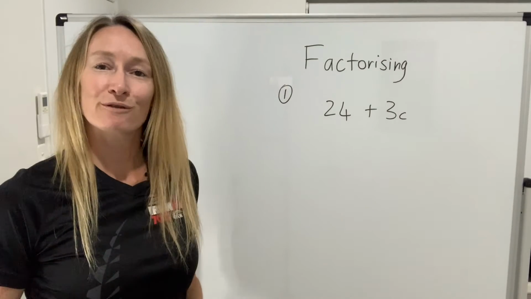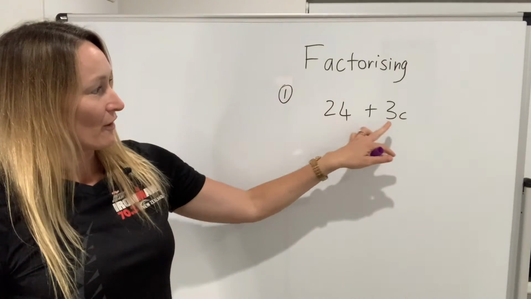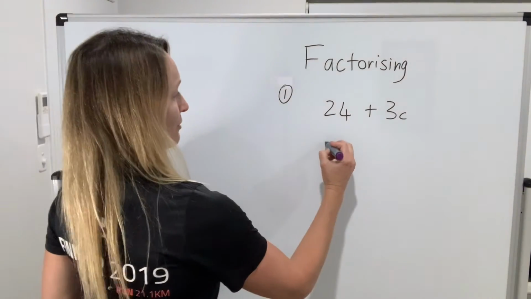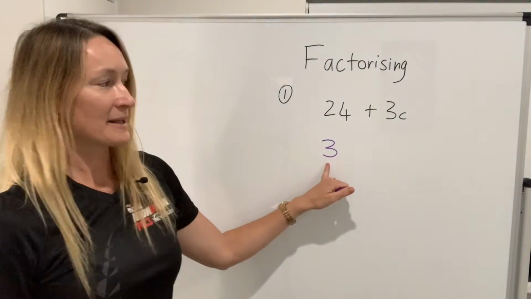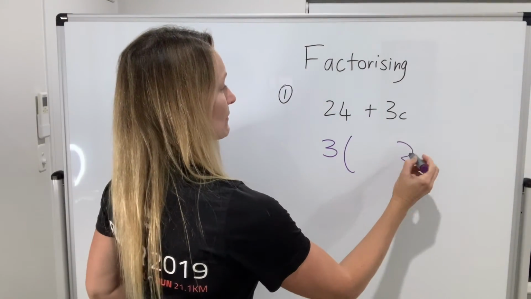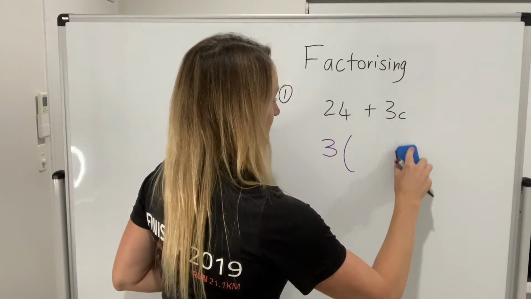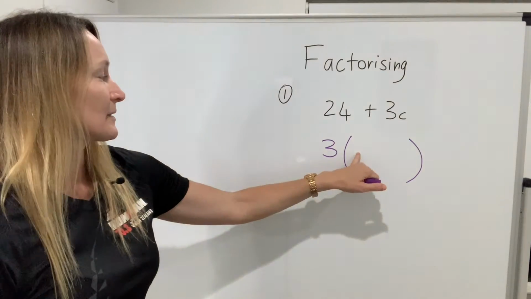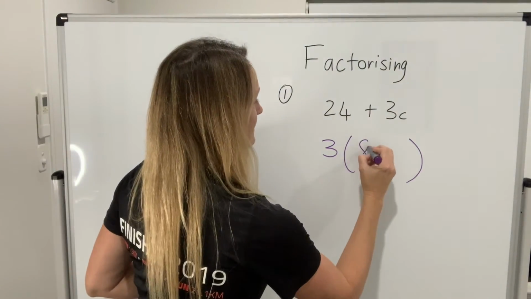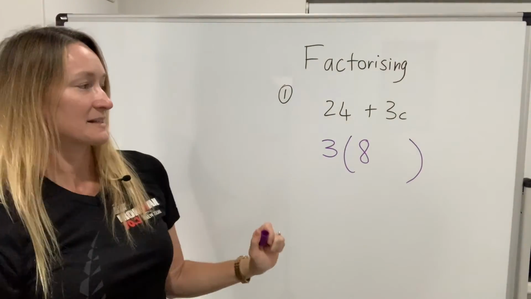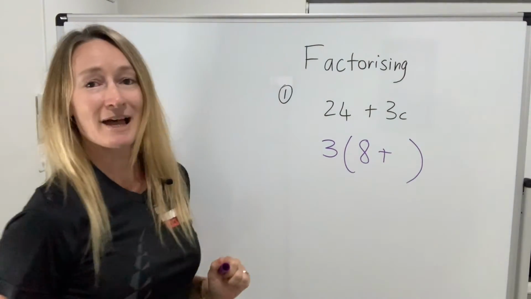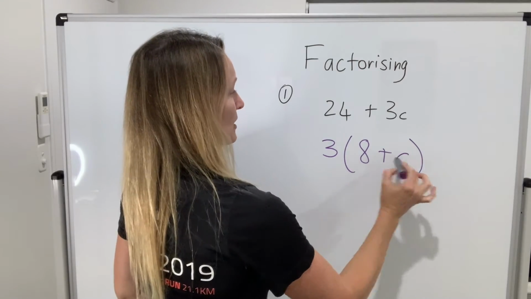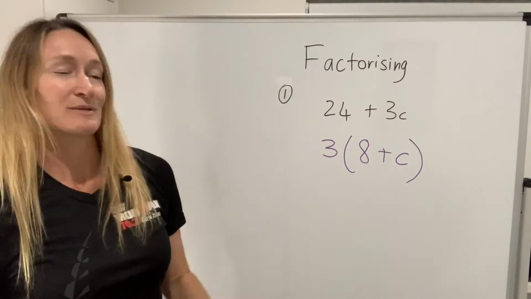Let's see how you went with your first practice question. First step, you find what they have in common. They both can be divided by 3, so that's our number outside of the brackets. Nice. First term, 8 multiplied by 3 gives us that 24. It's a plus, and C would go here. 3 times C equals 3C.